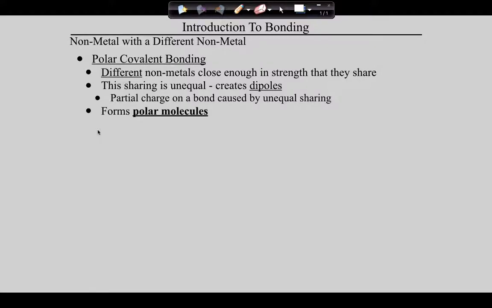So guys, when this happens, this forms what are called polar molecules. So I'm going to show you a picture, an animation.